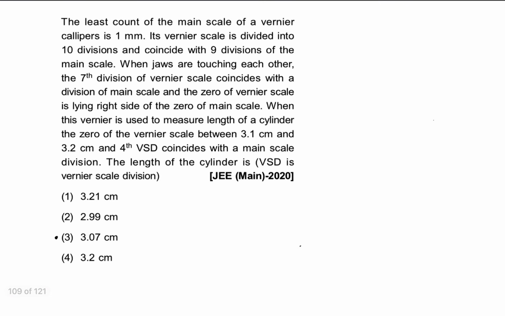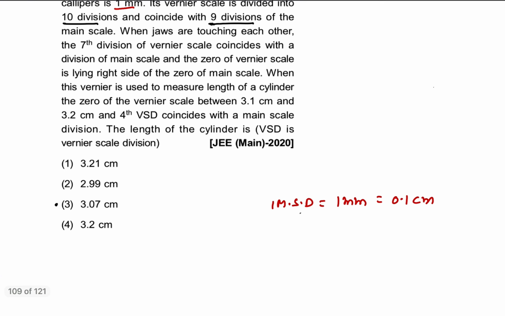Next question. The least count of the main scale of vernier calipers is 1 millimeter. So they have given the least count of the main scale, nothing but 1 MSD value, which is 1 millimeter. That is equal to 0.1 centimeters. Answers they are asking in centimeters, that's why I have written it. 10 divisions on the vernier scale coincide with 9 divisions on the main scale.